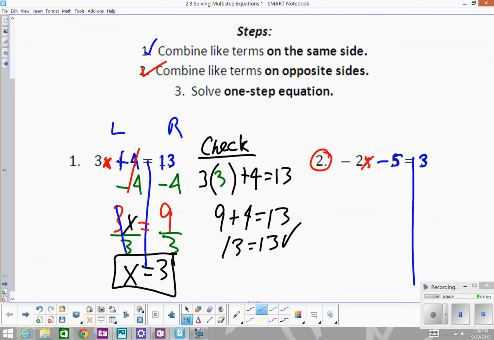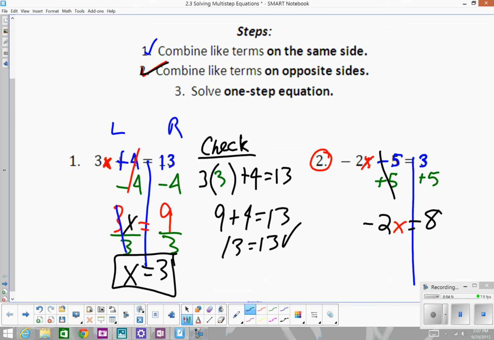So I'm going to move that 5. When I move that 5, what happens when it crosses the equal sign? It changes operation. So if I'm subtracting, I'm going to end up adding. Go ahead and simplify. Negative 5 plus 5 cancels out to be 0, and I'm left with negative 2x equals 3 plus 5, which is 8. Good. So that's opposite sides.